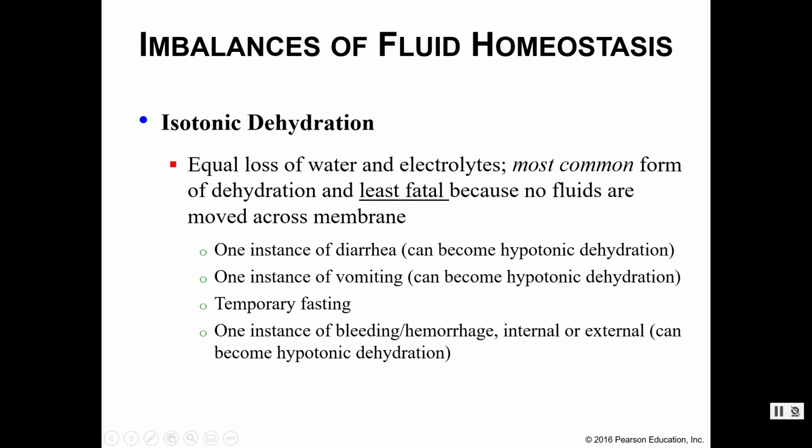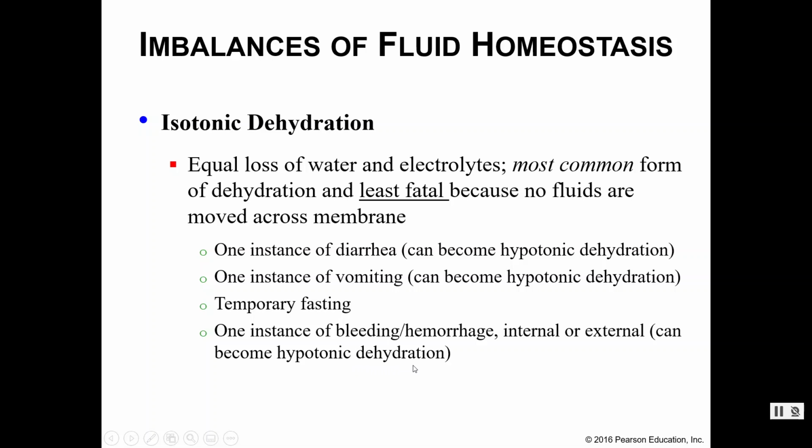Okay? So how do we get isotonic dehydration? One instance of diarrhea or vomiting. The one instance is very important, because if you had continued diarrhea or vomiting, then you could actually end up with hypotonic dehydration. That's a completely different case. All right, so you literally got sick once. Temporary fasting, or one instance of bleeding or hemorrhage, could be internal or external. Again, this is one instance, because if it's continual, then this could end up as hypotonic dehydration.